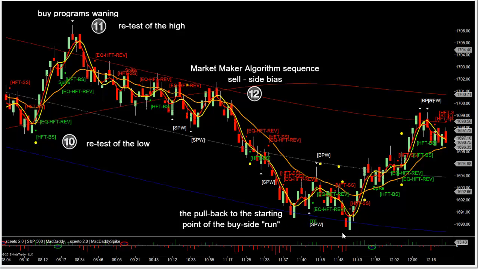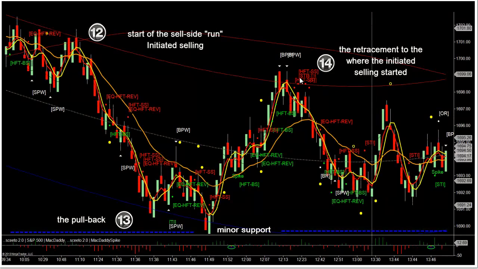On the pullback to 1690, the computerized sell programs ceased executing to the sell side. High frequency initiated buying entered, and the S&P traded back up to 1700. On the retracement back to where the breakdown had occurred out of the high frequency algo sequence, selling pressure returned, resulting in the S&P pulling back down to 1691.